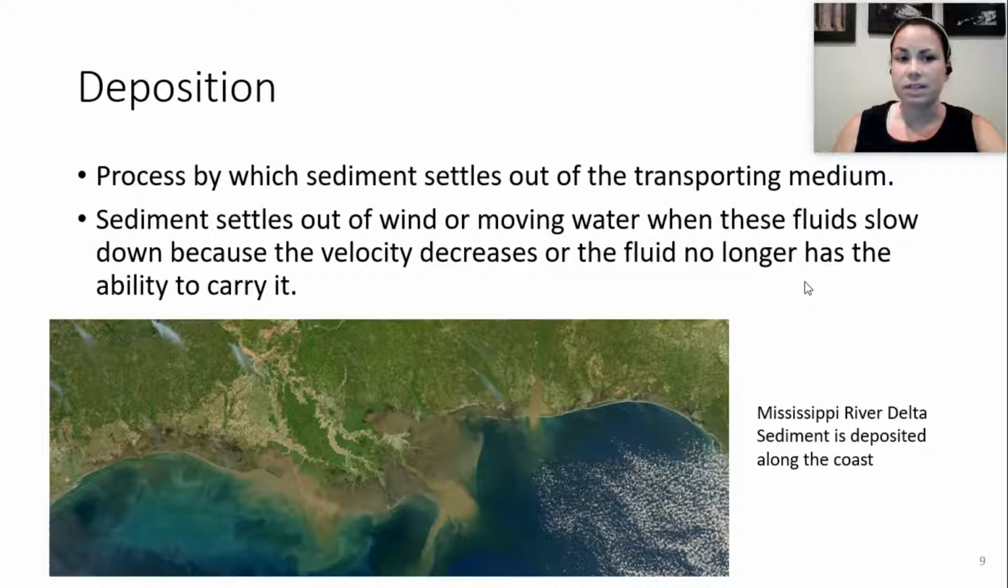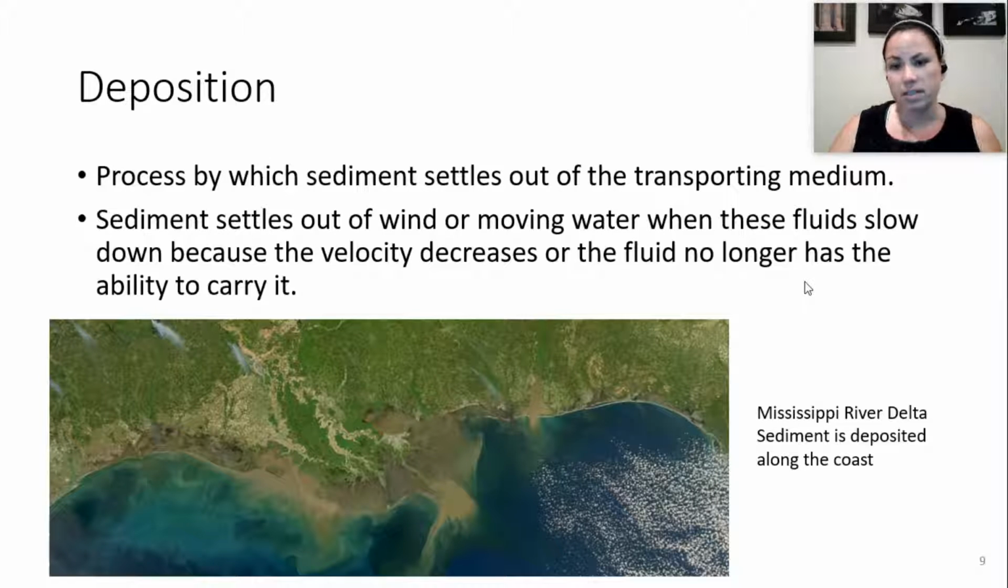The next piece of this is deposition. It's the process by which sediment settles out of the transporting medium and it gets deposited. So when sediment settles out of wind or moving water, that occurs when the fluids slow down because the velocity decreases and the fluid no longer has the ability to carry it.